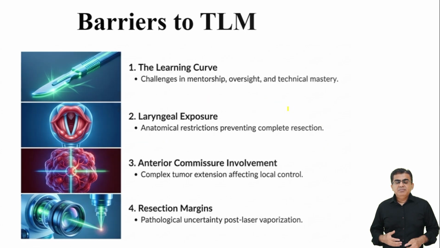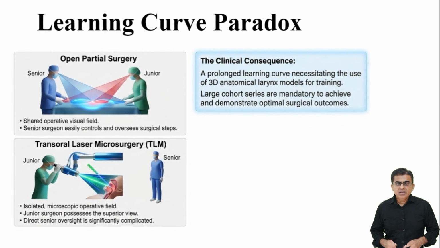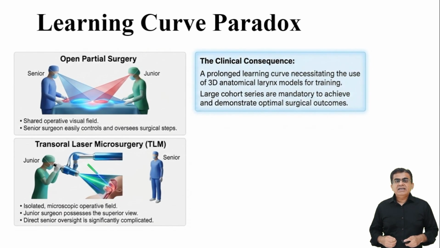This is a major barrier to laser surgery. I call it the learning curve paradox. In traditional open neck surgery, teaching a young resident is very straightforward. The senior surgeon and the resident can both easily see the exact same surgical field. The senior surgeon can safely guide the resident and immediately take control if necessary.